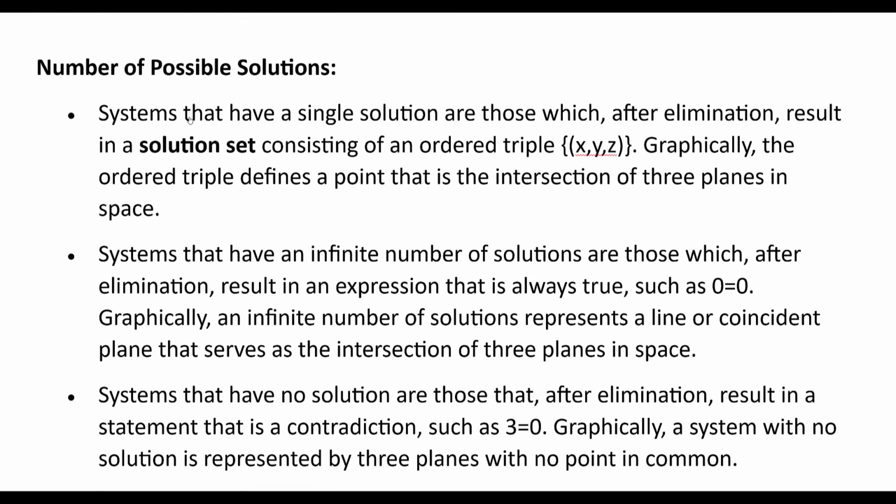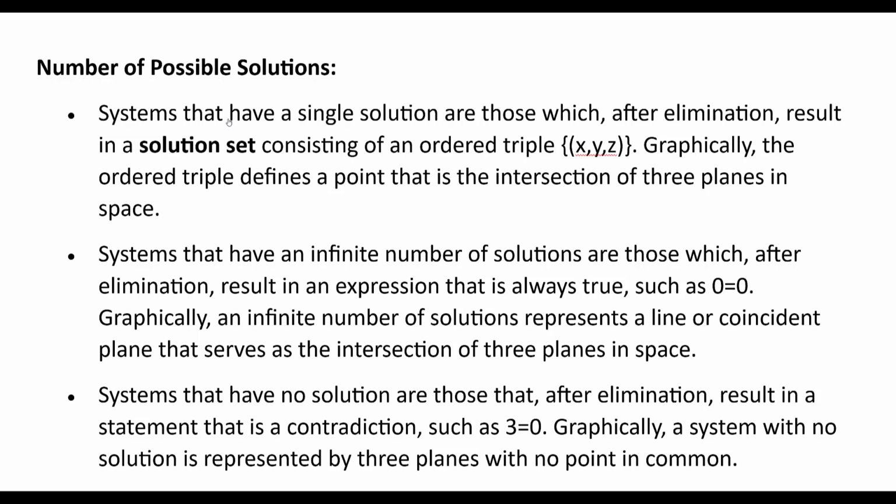So the number of possible solutions. Systems that have a single solution are those which after elimination result in a solution set consisting of an ordered triple, x, y, z. Graphically, the ordered triple defines a single point that is the intersection of the three planes. So instead of lines intersecting, we're looking at planes intersecting. Because 2 points make a line, but 3 points that are not on the same line will define a plane. And we have a nice graphic coming up about that.